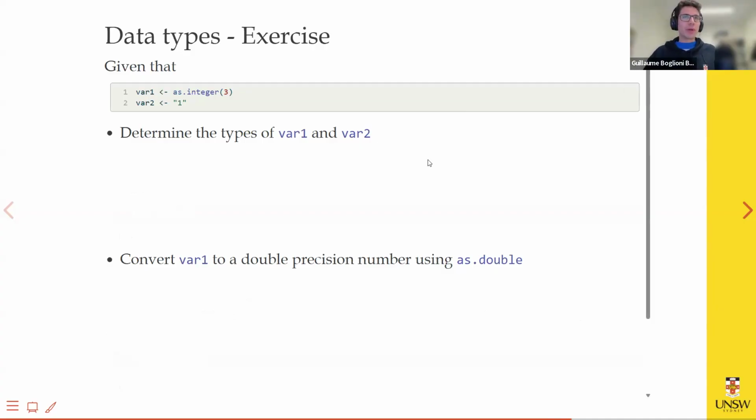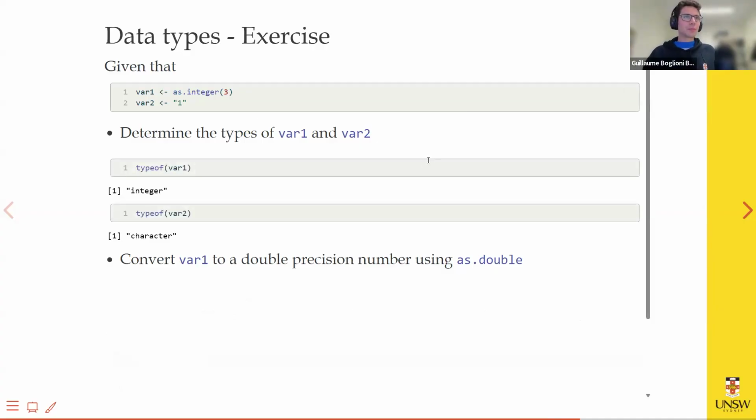Okay, that's a very straightforward application of the content we've seen. So type of var1 should be an integer because I've specifically created var1 to be an integer. Type of var2 is a character. Now, sometimes your data is stored as a character, but you want to convert it to a number if that's possible.